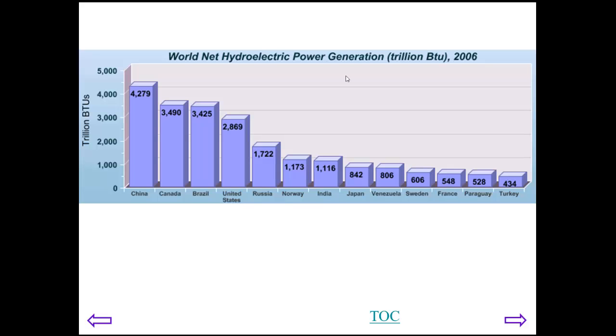Here we have the world net hydroelectric power generation in 2006. Notice that China is dominating here, then Canada, Brazil, United States, Russia, and so on. Of course, these are dominated by countries that are very hilly and have lots of reservoirs of water at different levels.